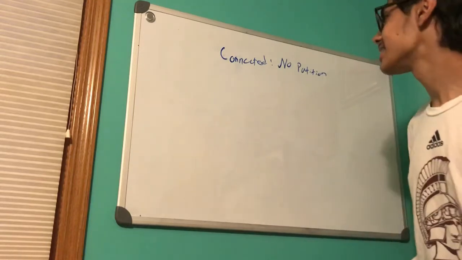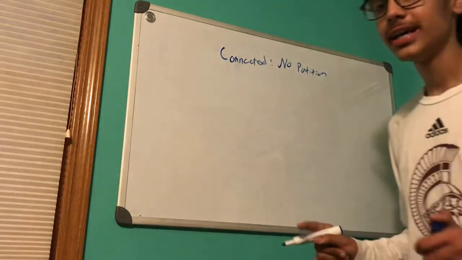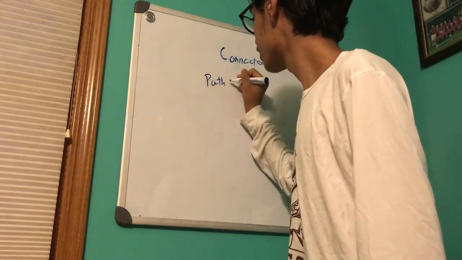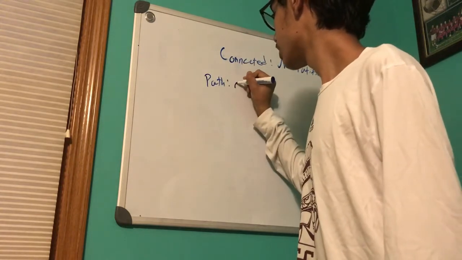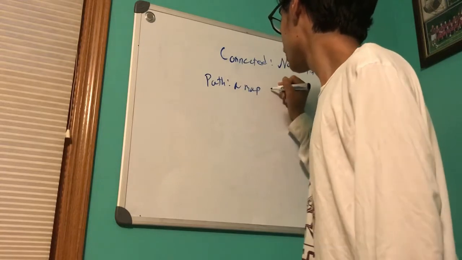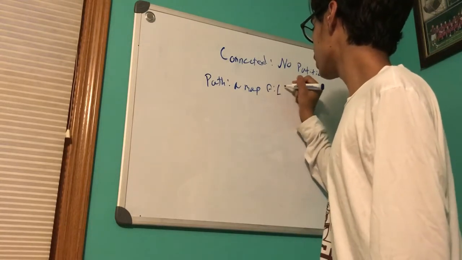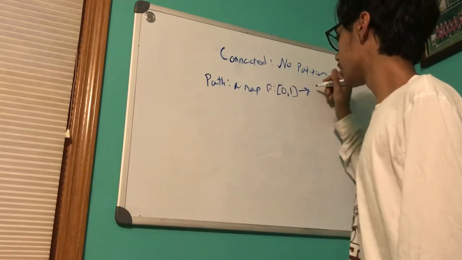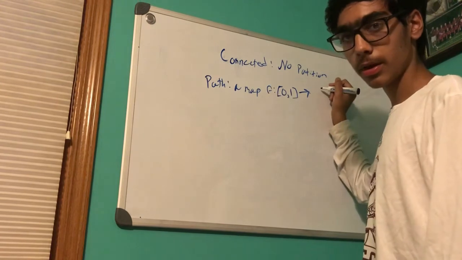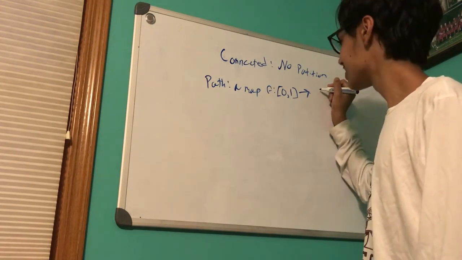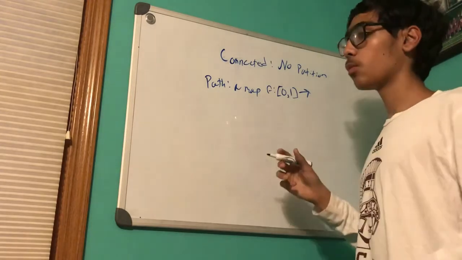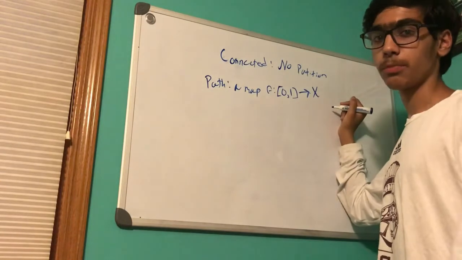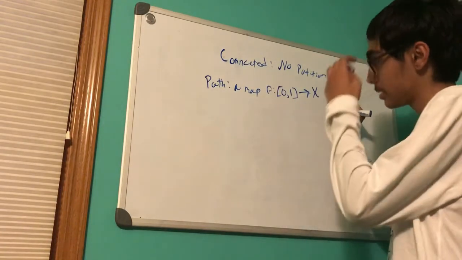Now, path connectedness requires another definition, and that is that of a path. A path, we say, is a map from the unit interval to the space, a map from one point to the next. So let's say, a map from point A to B.